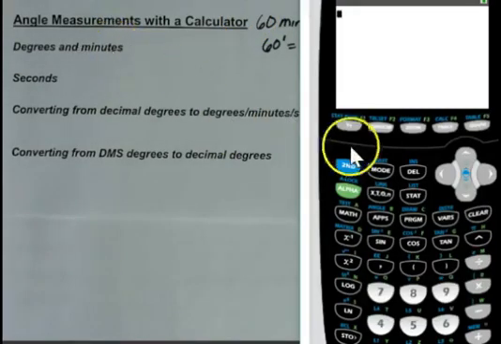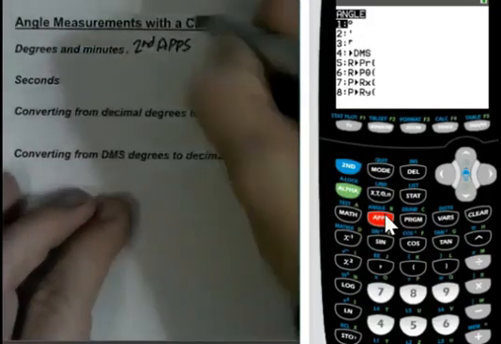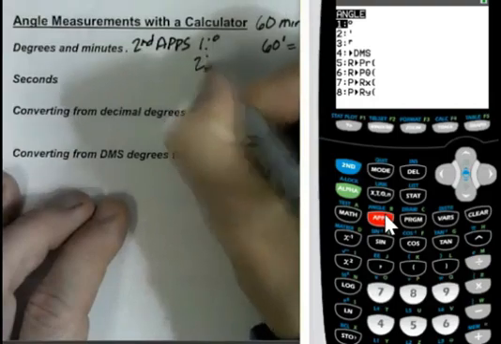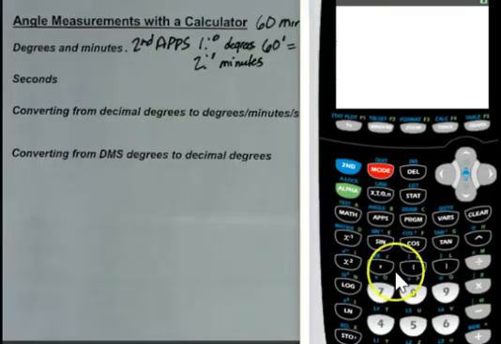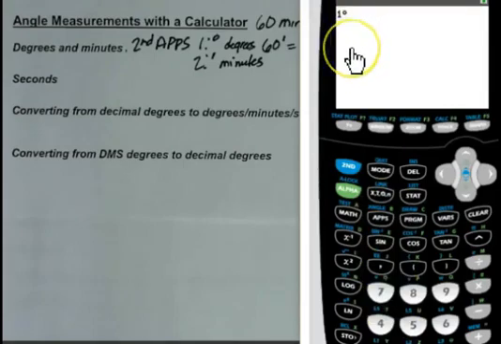To get the degree symbol, you need to go to the angle menu, which is in blue above the apps key. So to get to that menu, press second and apps. And then the first one on the menu is degrees. The second one on the menu is minutes. So for example, if we wanted to put in 1 degree, we would put in the 1, then do second, apps, and either just press enter or press 1, and that would give us 1 degree in symbols.